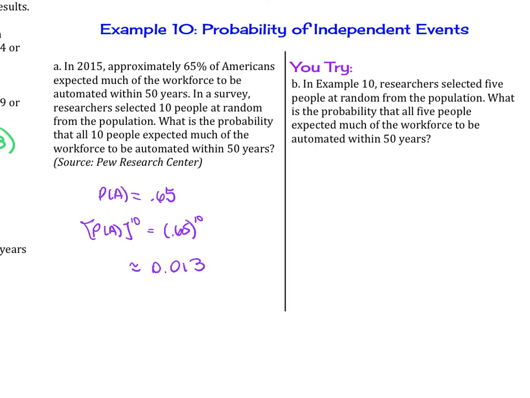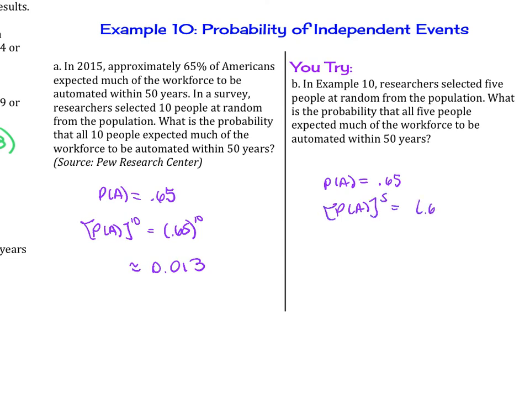So try this example here. In example 10, researchers selected 5 people at random from the population. What's the probability that all 5 people expected much of the workforce to be automated within 50 years? So again, the probability of choosing a person that expects that is 65%. So that probability to the 5th power.